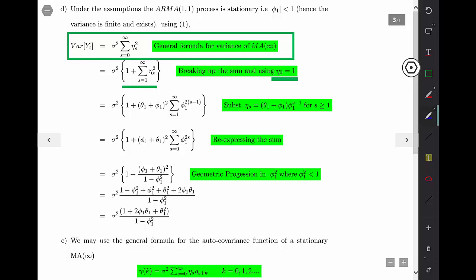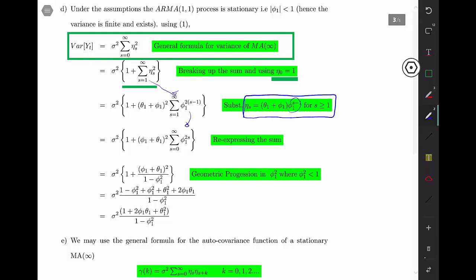Then what do we get? Well, we can just substitute in the coefficient for psi s, which we derived earlier with this form here. So we'll substitute in, and we're going to square it. Hence why we can take the theta 1 plus phi 1 squared outside. Then we're going to get this thing squared here, which is why we get the 2 here. So we're going to square this and plug it in. Again, we can re-express the sum, lagging it back one period, just as we did before.